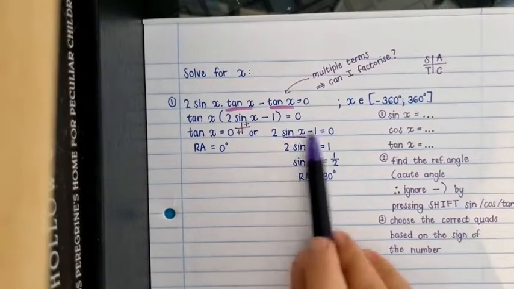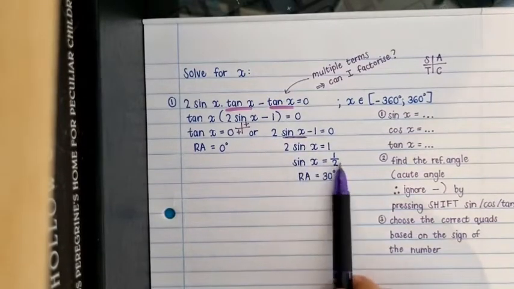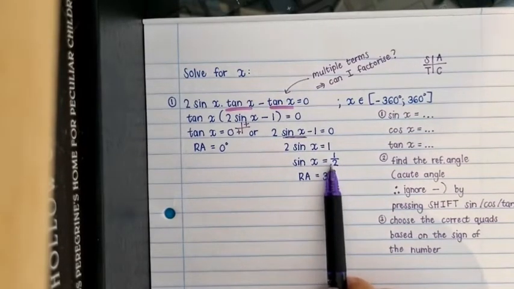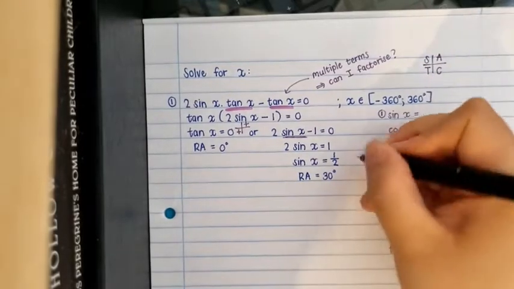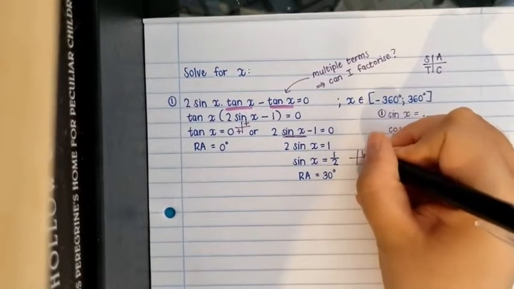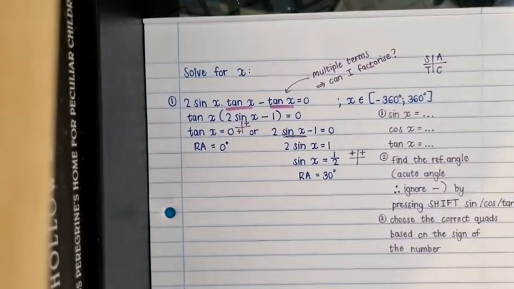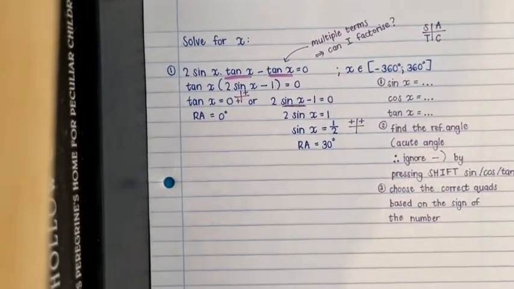All right, then for the other one, here we have sine equal to a positive number. So in which quadrants is sine positive? First and second, the first and second quadrants. So I'm going to work in the first and second quadrants. All right, so that's step three done.